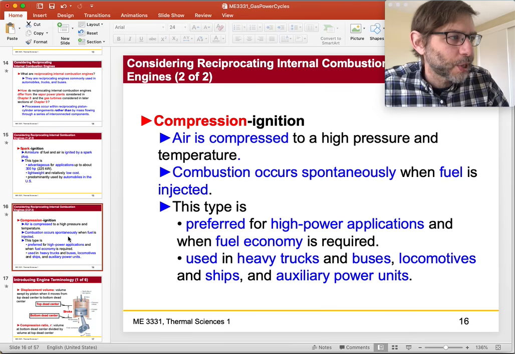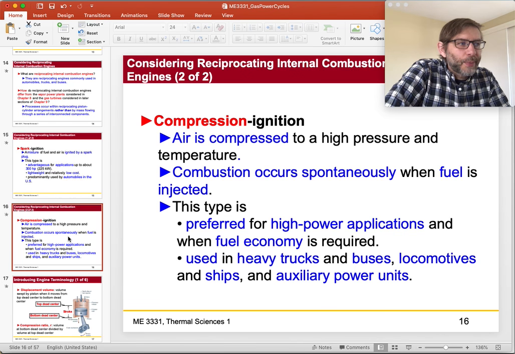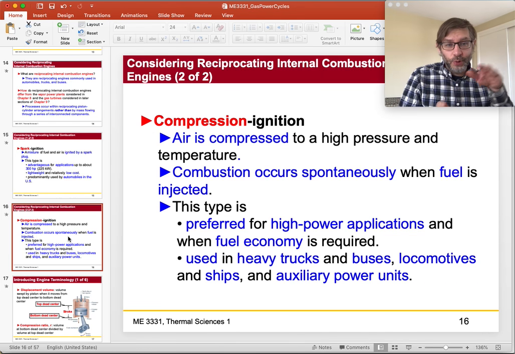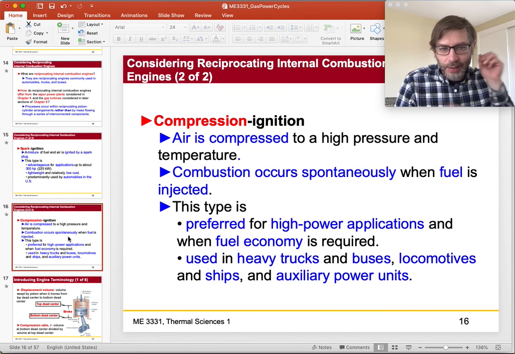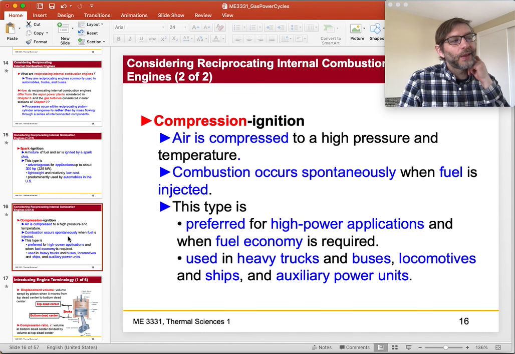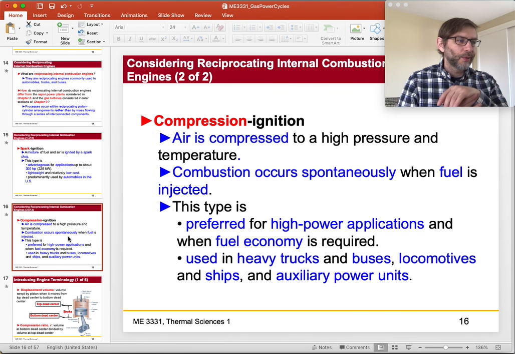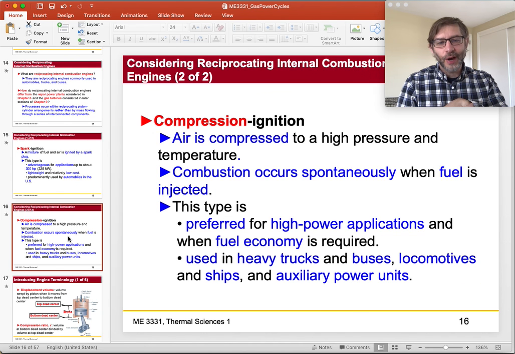The other type is a compression ignition engine, where air is compressed to high pressure and temperature first. That happens in a spark ignition engine too, but you typically compress to higher pressure, and combustion just occurs naturally. Due to the high compression, the fuel and air mixture ignites by itself. That spontaneous ignition is what we call compression ignition. So this type is preferred for high power applications when fuel economy is required. Fuel economy is always required.